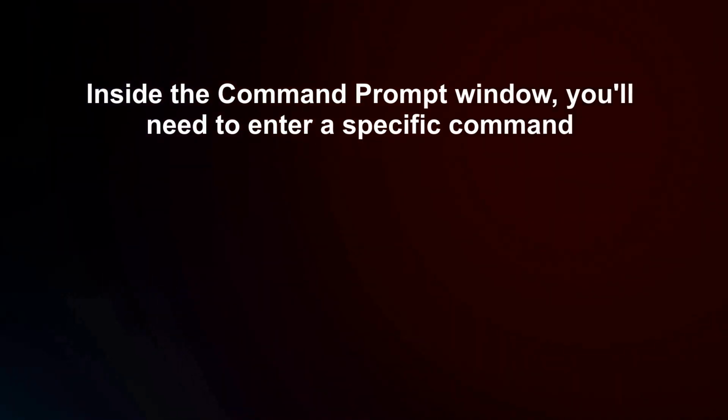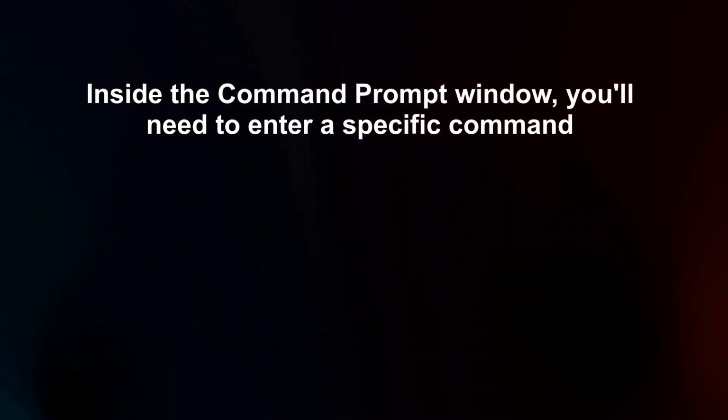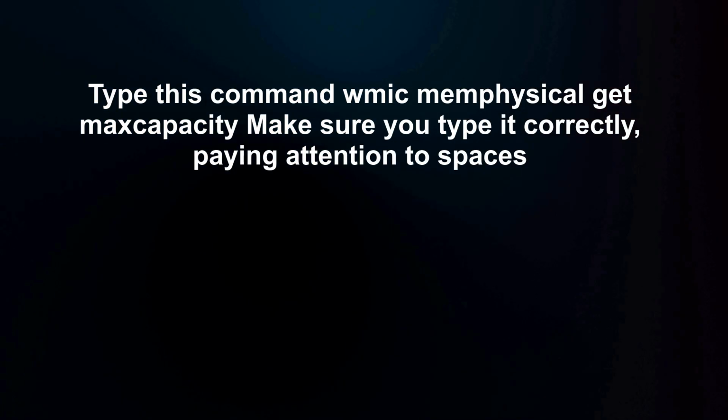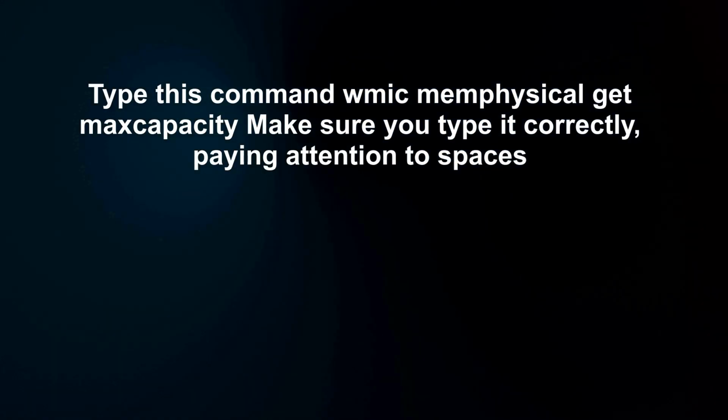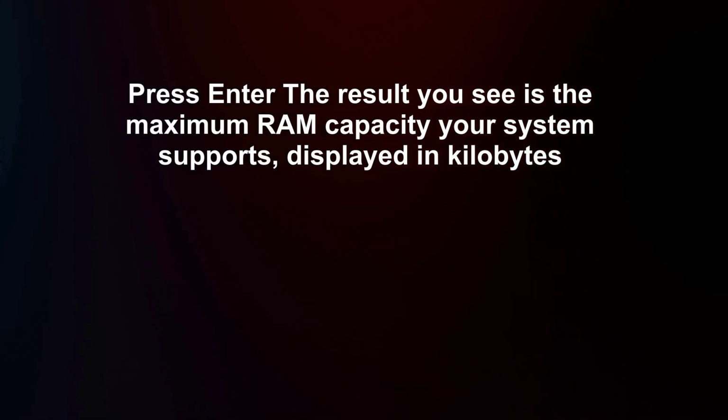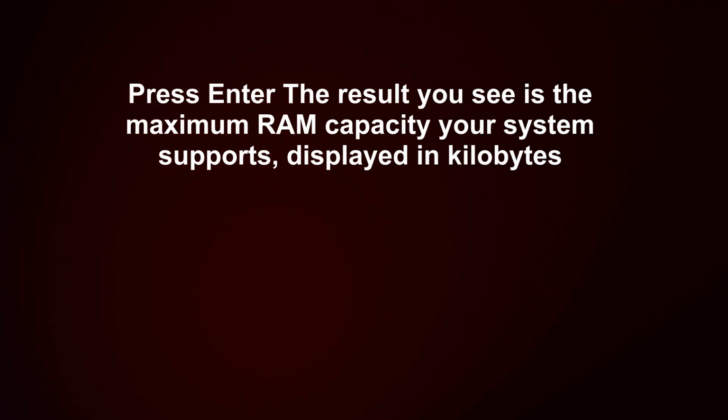Inside the Command Prompt window, you'll need to enter a specific command. Type this command: wmic memphysical get maxcapacity. Make sure you type it correctly, paying attention to spaces. Press Enter. The result you see is the maximum RAM capacity your system supports, displayed in kilobytes.